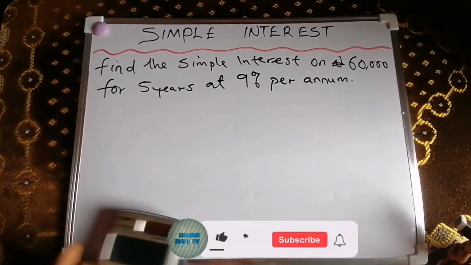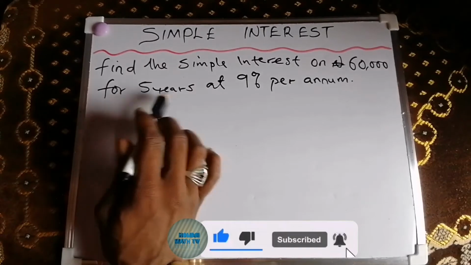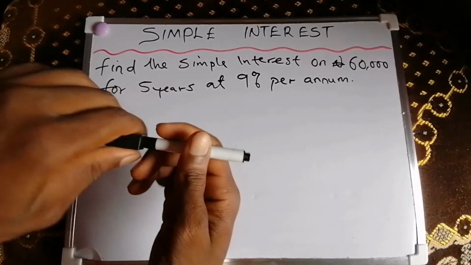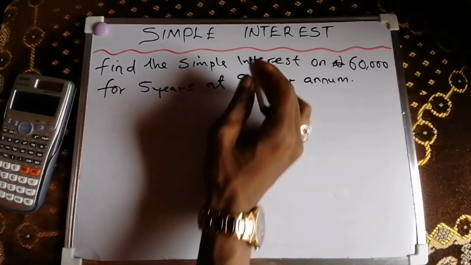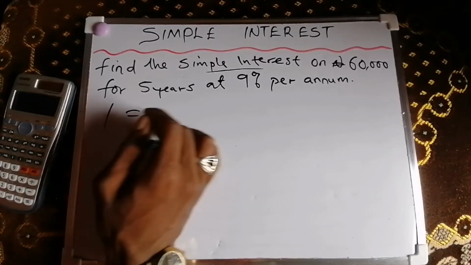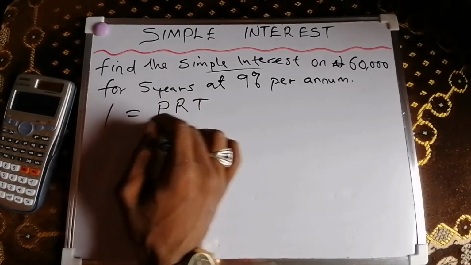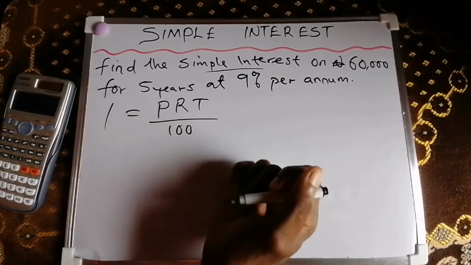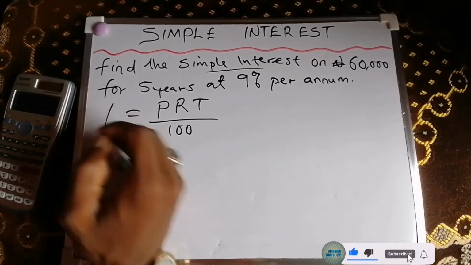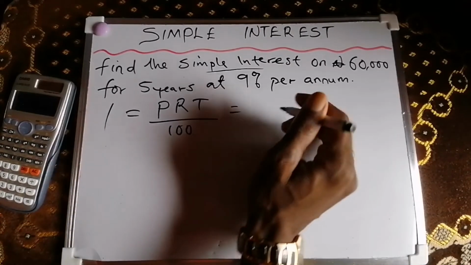So as you can see, we are asked to find the simple interest on 60,000 for 5 years at 9% per annum. So first of all, we are going to start with our formula. Our formula for calculating interest is I = P × R × T divided by 100. So we are going to find our interest. Therefore, we are going to use the formula to solve it.